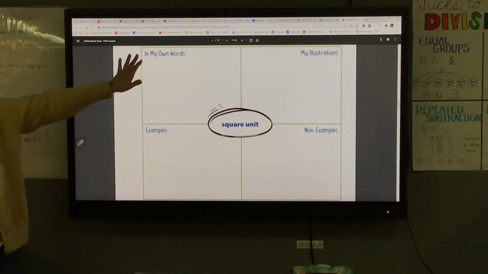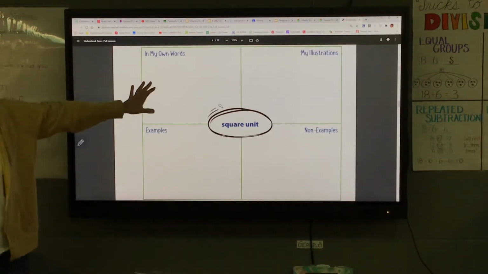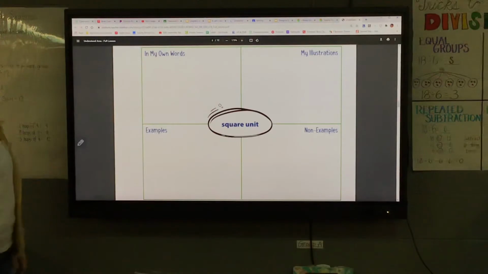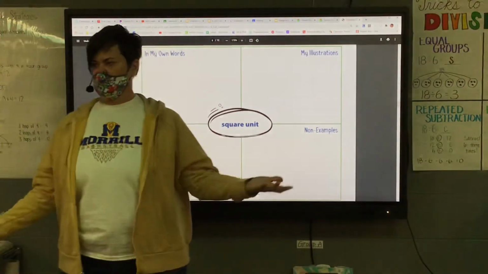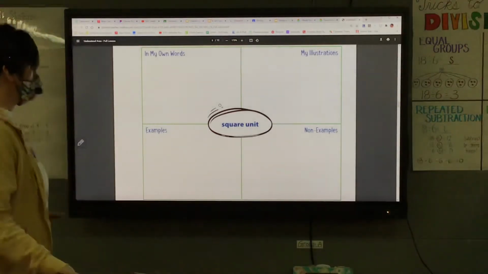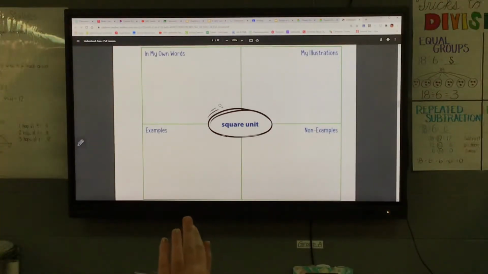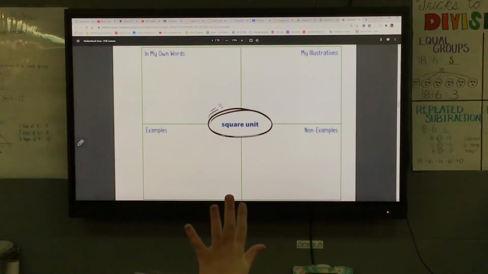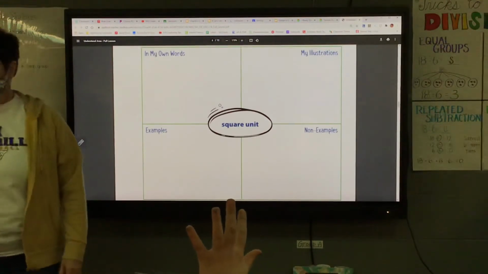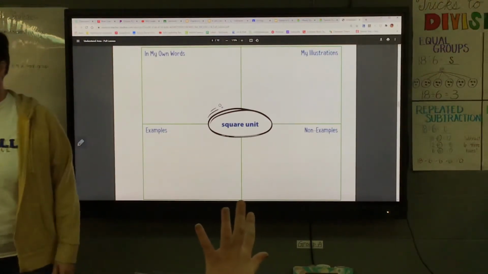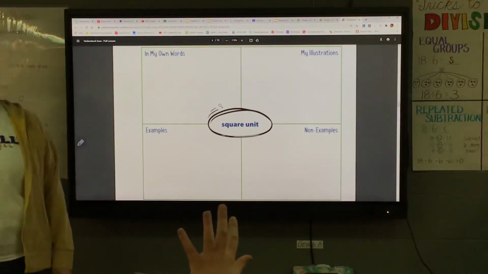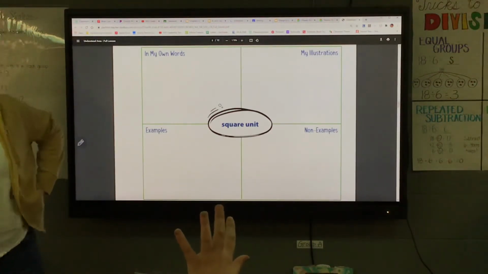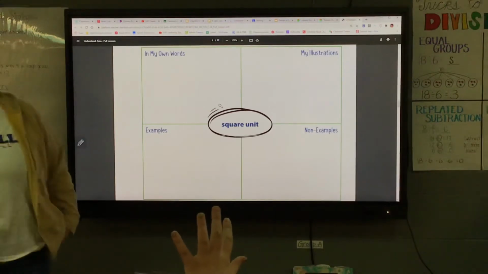Everybody ready for this page? Okay, so a square unit. How are we going to put that in our own words, what a square unit is? What do you think, Connor? I think a square unit tells you how much an area of something is.